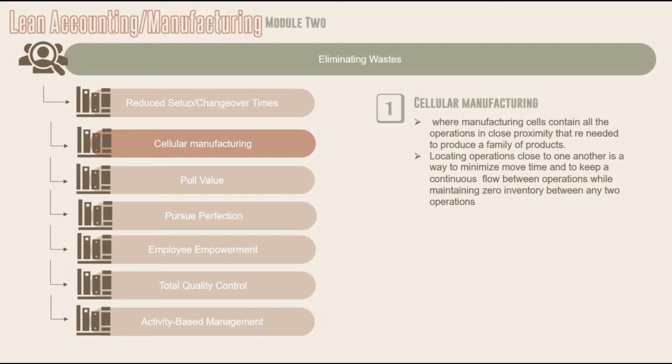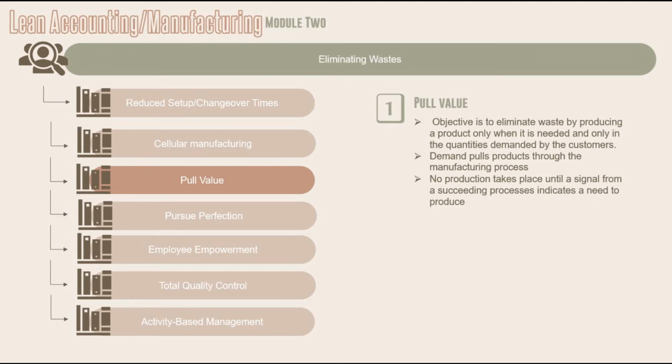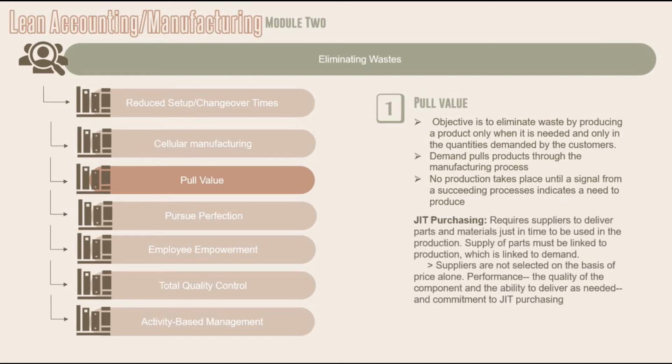Then we have pull value. The objective of this process is eliminating waste by producing a product only when it is needed and only in the quantities demanded by the customers. Demand pulls products through the manufacturing process and no production takes place until a signal from a succeeding process indicates a need to produce. JIT, or just in time, has the same concept with pull value.